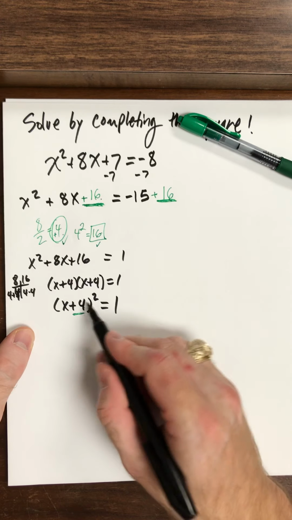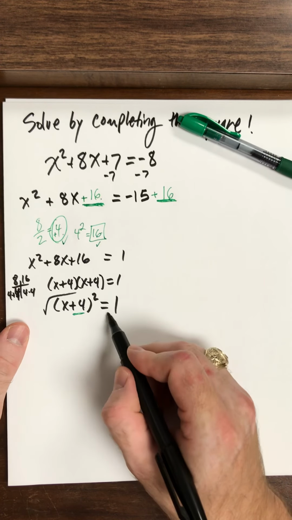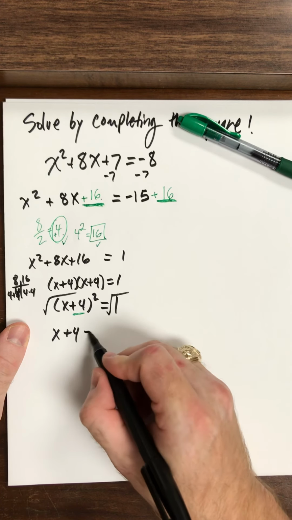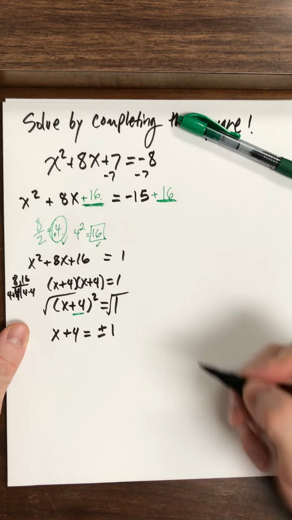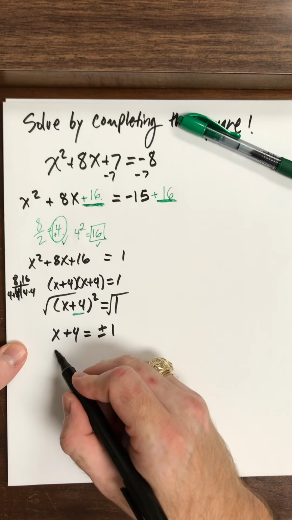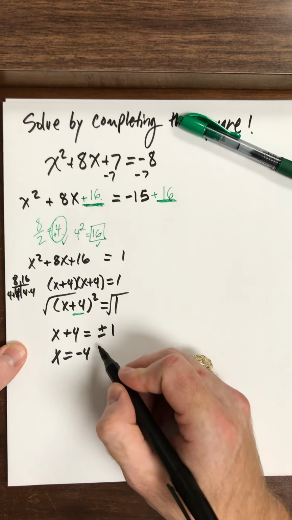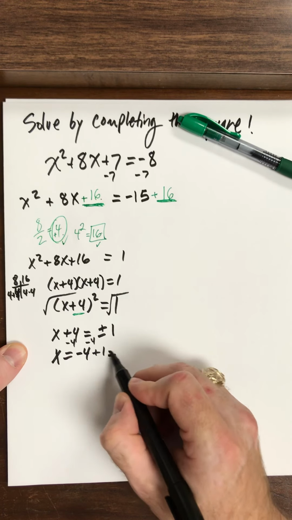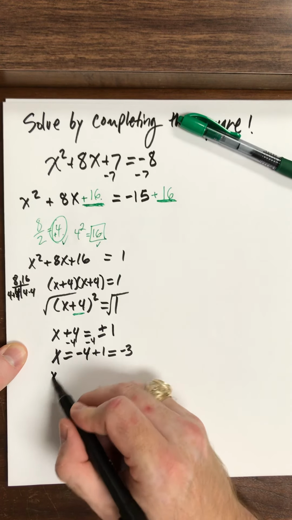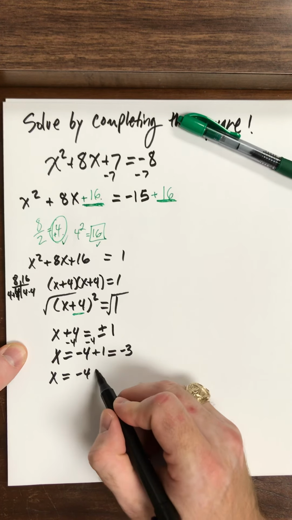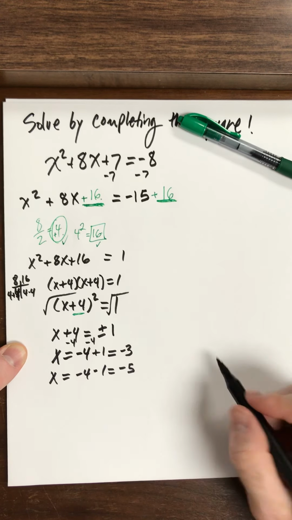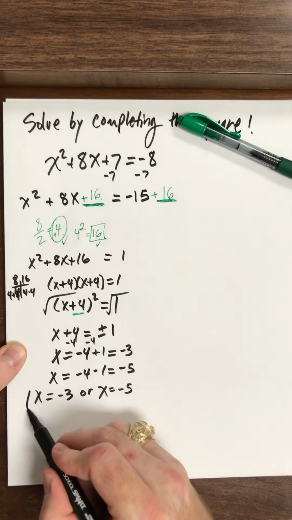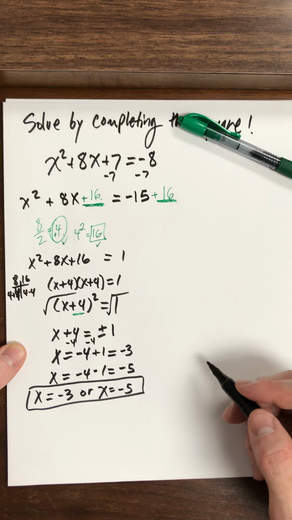So how do I handle this? I take the square root of both sides. The square root of this side is just x plus 4. The square root of 1, remember, is two answers, plus or minus 1. So x equals minus 4 plus or minus 1. I subtract 4 on both sides to get x by itself. Minus 4 plus 1 is negative 3, or x is equal to minus 4 minus 1, which is negative 5. So x equals negative 3 or x equals negative 5 are my solutions.